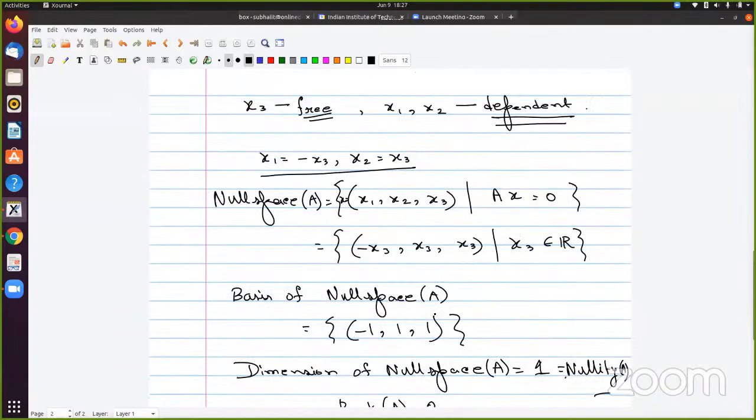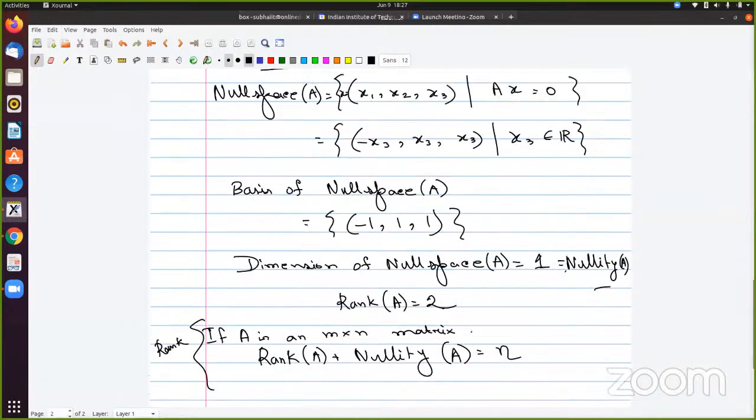Because the number of free variables will correspond to the nullity and the number of dependent variables will correspond to the rank, correct? Sir, to get a basis, can we substitute any value for x3? Yeah, you can substitute any value. So you will get an infinite number of bases. But whatever basis you get, the coordinate will be 1, so we just get one element. Exactly.